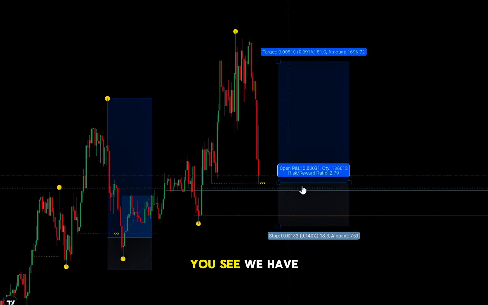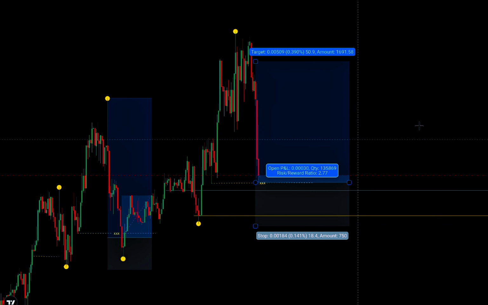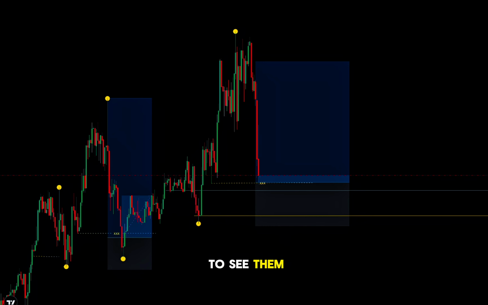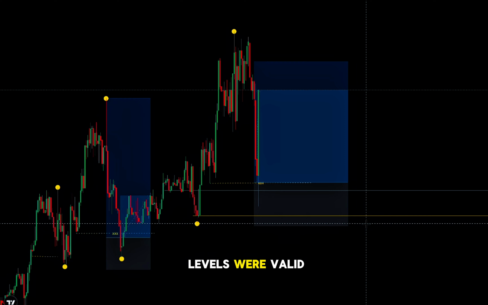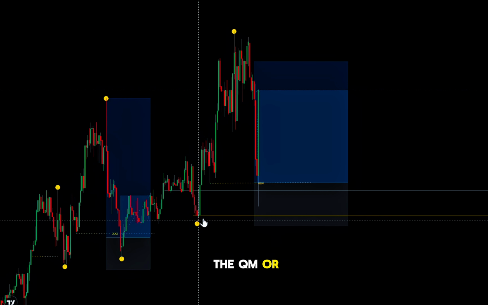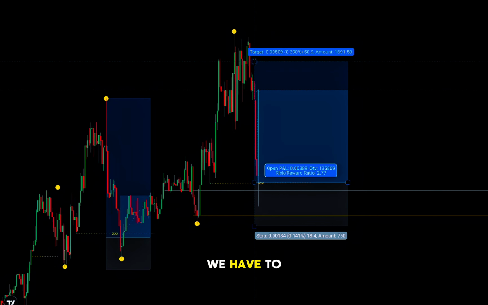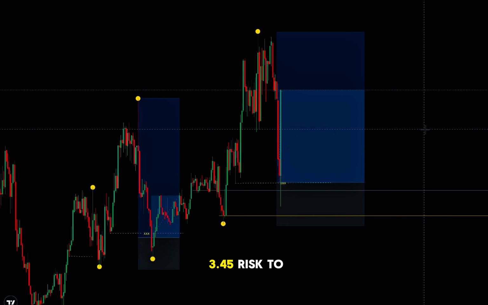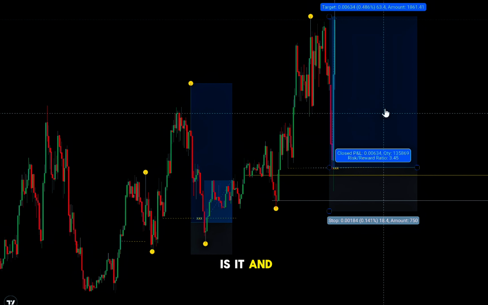We came all the way, you see we have already tapped into the liquidity. Sometimes they can just hit like this and run without even touching the levels, but I like to see them always touch the levels. You see they tap right into the H1 level. Both of these levels were valid. You can normally use the QM or this classic and still push up, and this is it. We have to target that major high there, and this is 3.45 risk to reward, and when we play, boom, that is it, and then we got it.